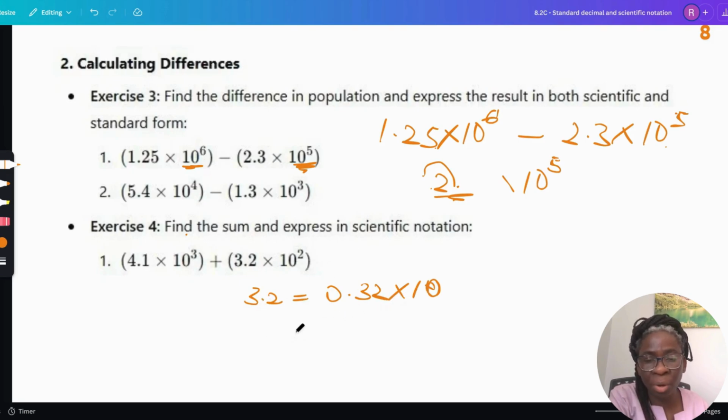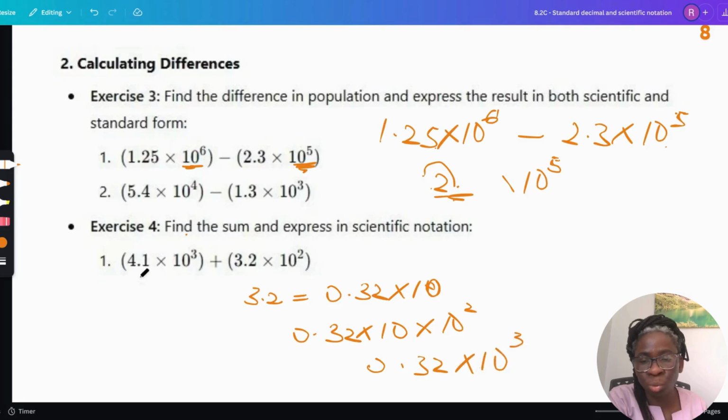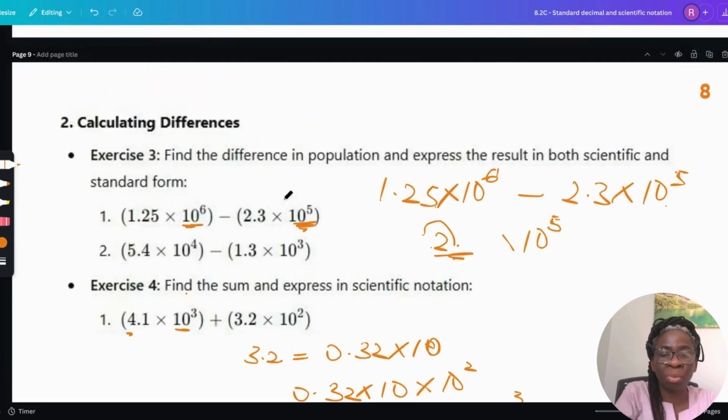So this one will now become 0.32 times 10, then times 10 power 2. And that will give 0.32 times 10 power 3. So this is what you will now add to this, since the powers are now the same. So solve the second one and complete the solution, and that will be all for this video.